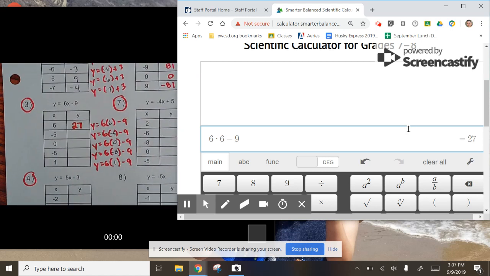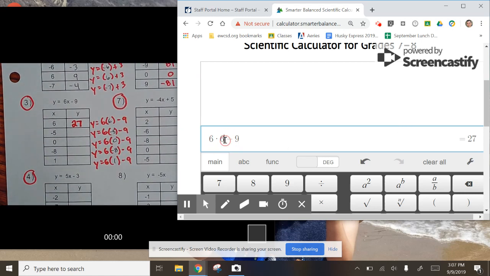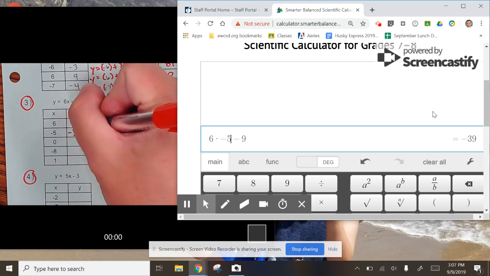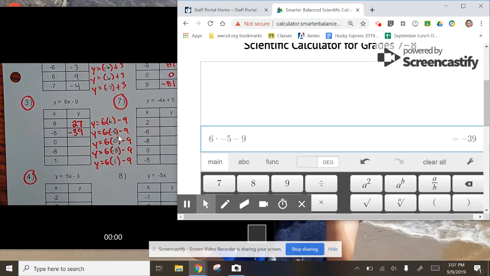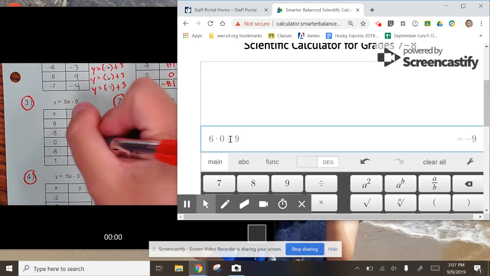Then from there, I'm just going to take this number and get rid of it, because it's 6 times negative 5 now. 6 times negative 5 minus 9. Here it is, negative 39. Use your calculator. 6 times 0, plug in 0. I get negative 9.